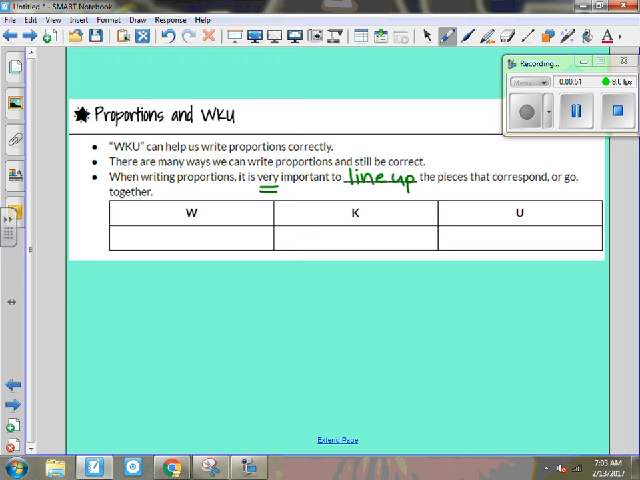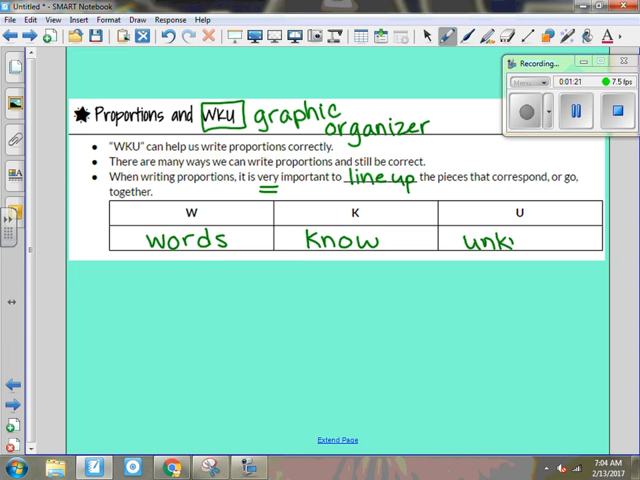So to help us remember that, we have our WKU. This is our graphic organizer. And this is what I'm going to be looking for each time that you are solving a proportion word problem. There are 3 parts to WKU, obviously 3 letters. The W stands for words. The K stands for what you know. And the U stands for the unknown, what you don't know yet. And we're going to be using WKU to help us to solve these types of problems.